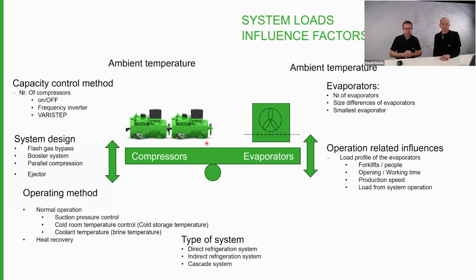Operating method, if it's suction pressure control, cold room temperature control, have an influence. On the other side, also the evaporators, how much evaporators I have installed. Is there big size differences in the evaporators? The smallest evaporator have an influence because in the best case, I can cover with my capacity regulated compressor the smallest evaporator load in my system, which is not always possible. But we go later on when we talk about the supermarket application into one example. Then the operation, is it a supermarket? Is it a cold storage?